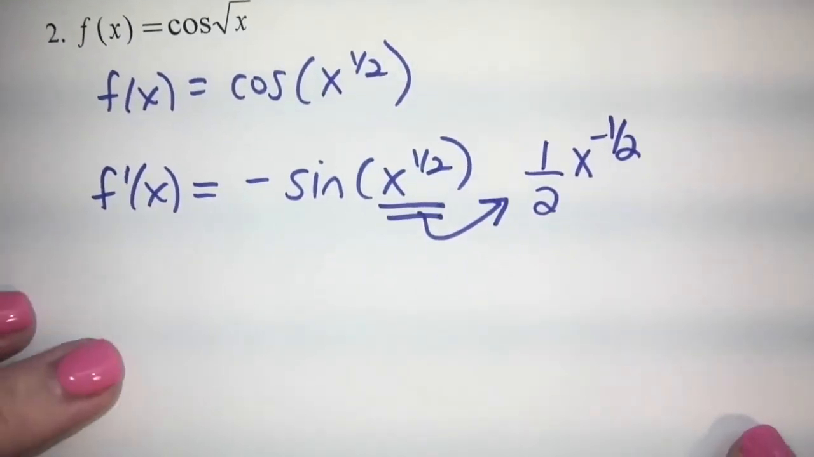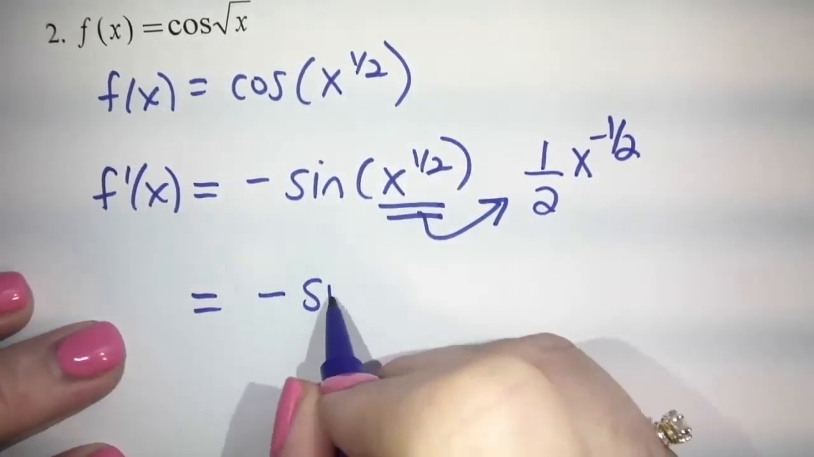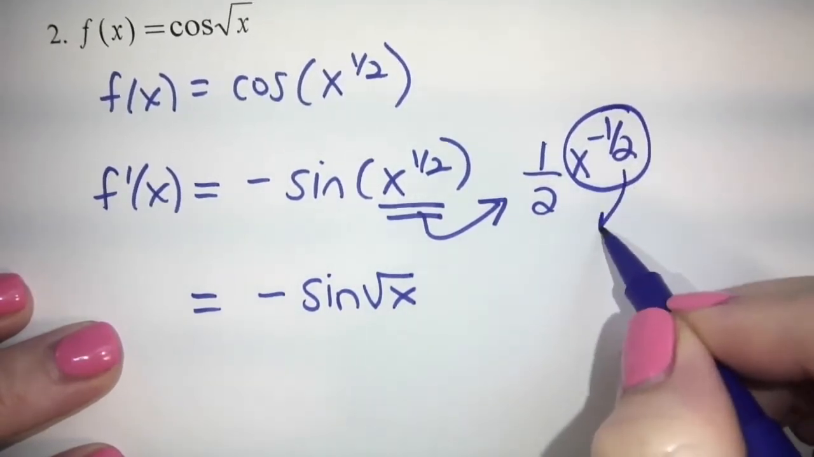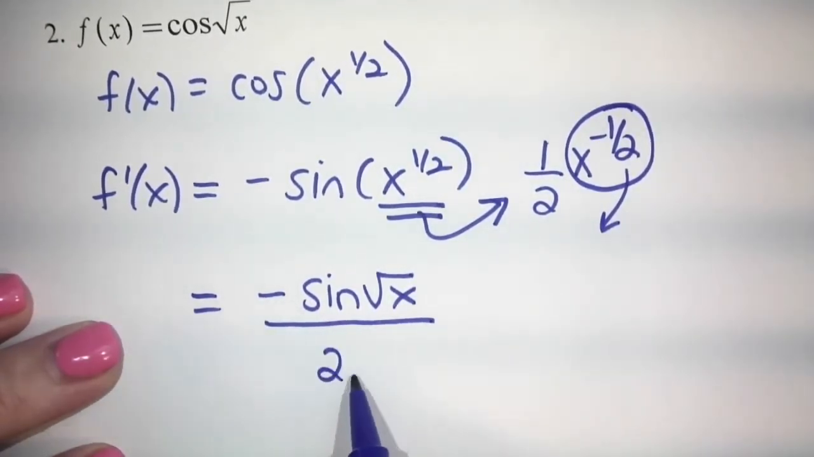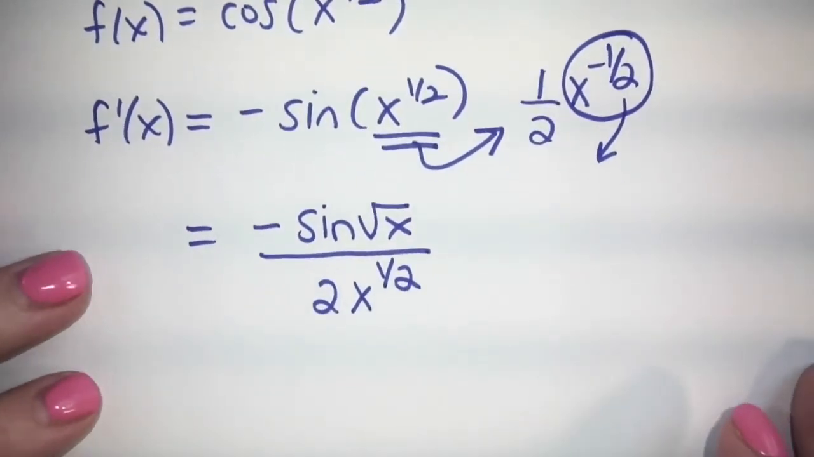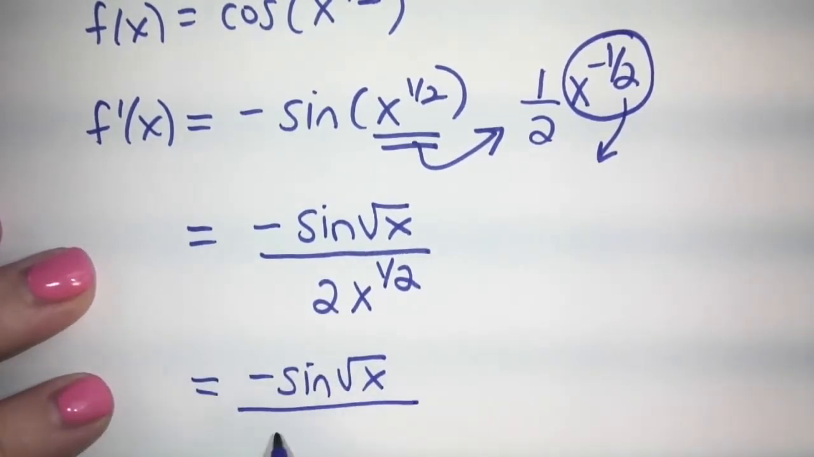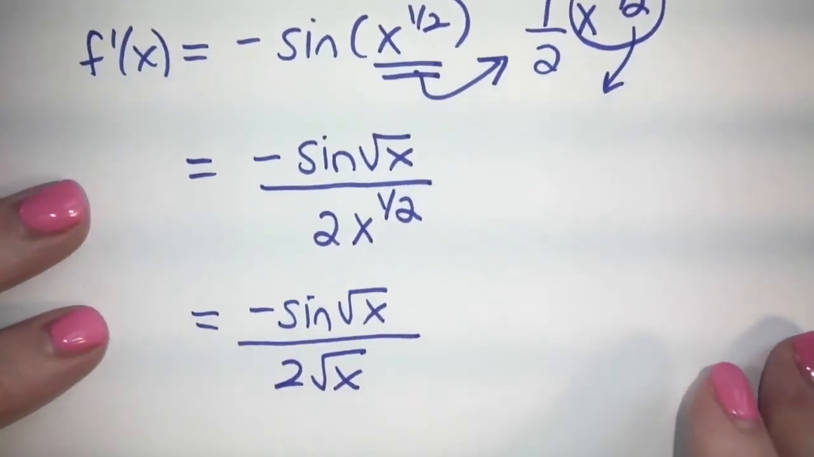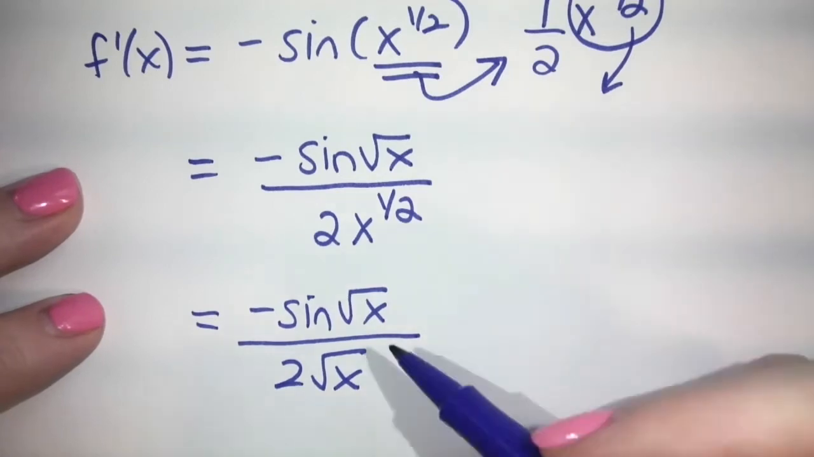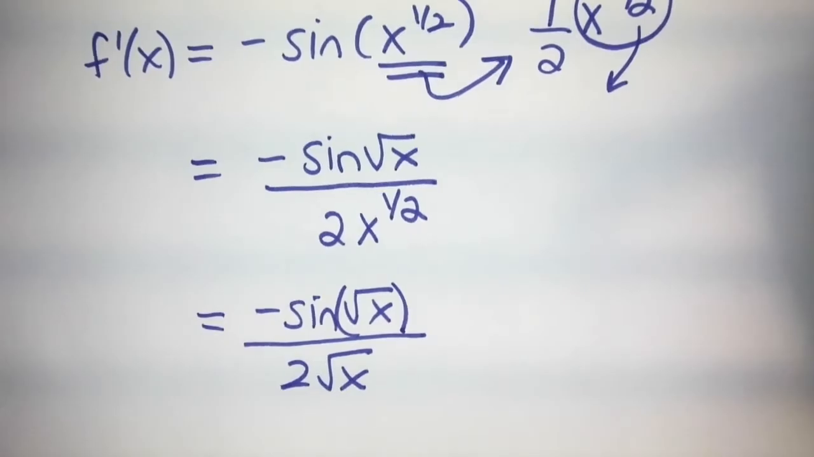Now, how would we write that in terms of a final answer? We would write this x to the 1/2 back as a root, so negative sine root x. This x to the negative 1/2 would come to the bottom to make it positive as an exponent. So the 2 stays on the bottom, and then it would be x to the positive 1/2. And then, of course, we know that x to the positive 1/2 is the same as a root x. So our final answer would be negative sine root x over 2 root x. And of course, you cannot cancel these root x's. This is an angle, right? This is sine of this angle. So be really careful about that.